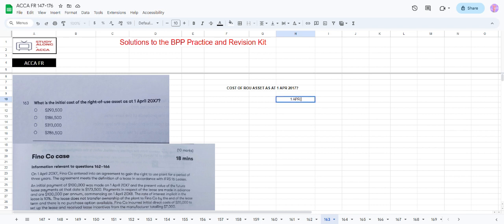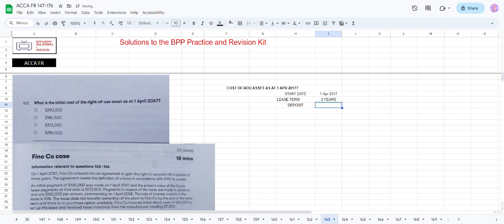On 1st April 2017, the company entered into an agreement to gain the right to use plant for a period of 3 years. So 3 years is the lease period. The agreement meets the definition of a lease. An initial payment of 100,000. It started on 1st April, period 3 years. Then the initial deposit. Here we can say lease term is this much and the start date is this.